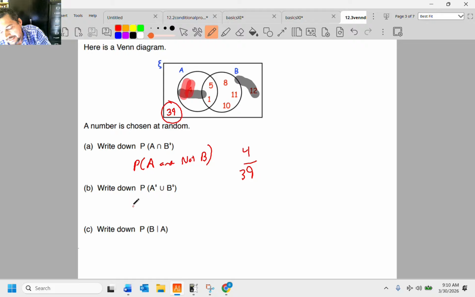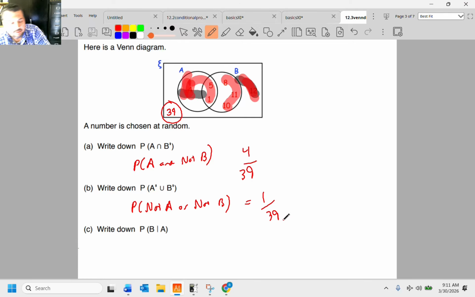Find the probability of not A or not B. Now, not A is going to be all of this, because that's not A. Not B is all of that. And the one thing that I circled was 12, which is one thing out of 39, because I am neither A nor B. And that's only one thing in 39.